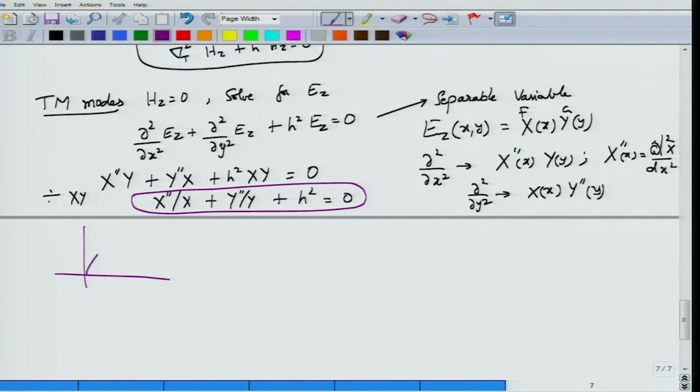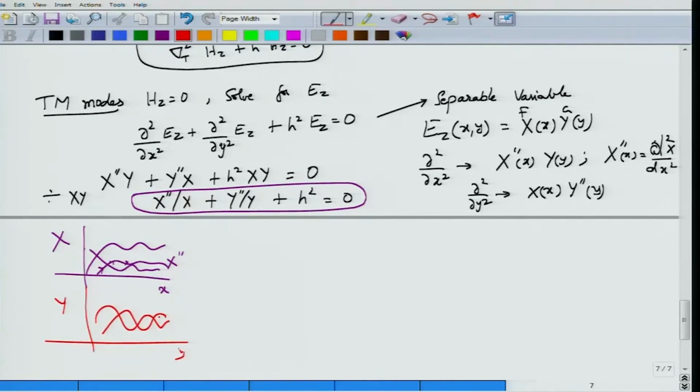So for example, you can have this X of x. You differentiate this function, so maybe the first differential would be something like this, the second differential something like this. I am not really interested in finding this out, but what you have is that X double prime by X is a quantity that has to be specified for all values of x. Similarly, you can have a variation of Y with respect to y, maybe varying like this, the first derivative would vary this way, the second derivative again in this way. So this is your Y double prime. Again, at each point on y, you have Y double prime by Y, which could possibly be changing.